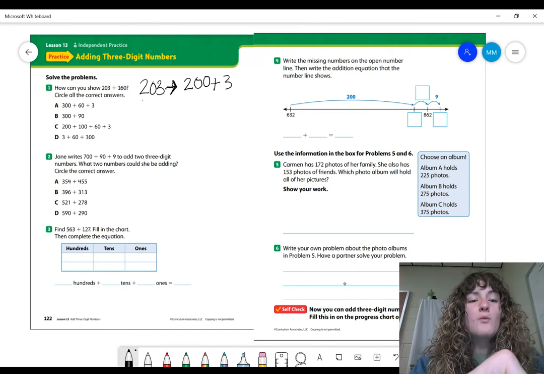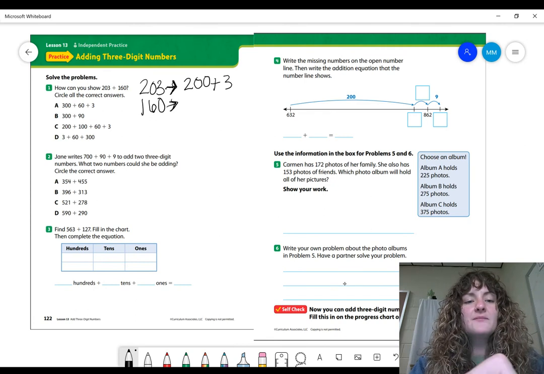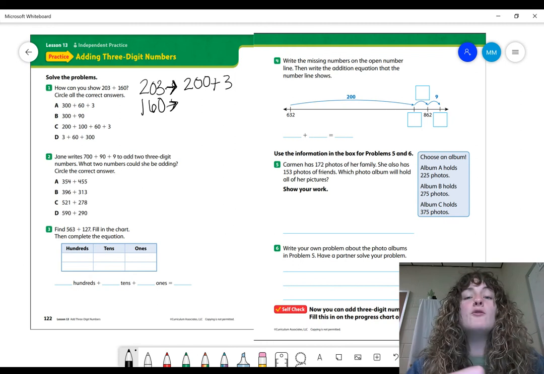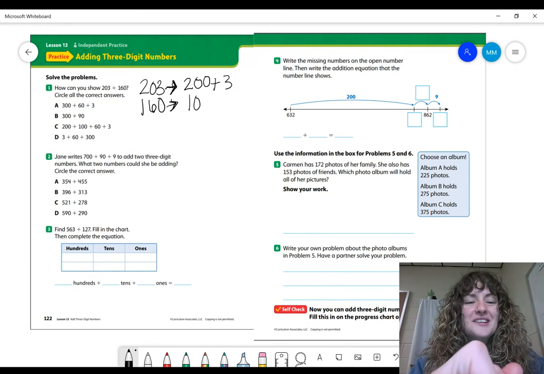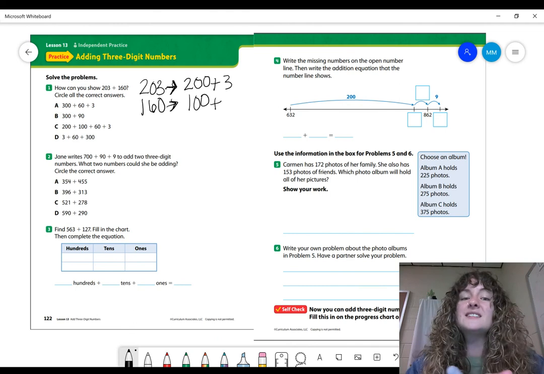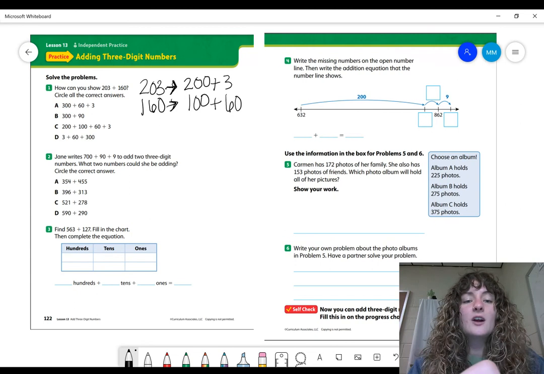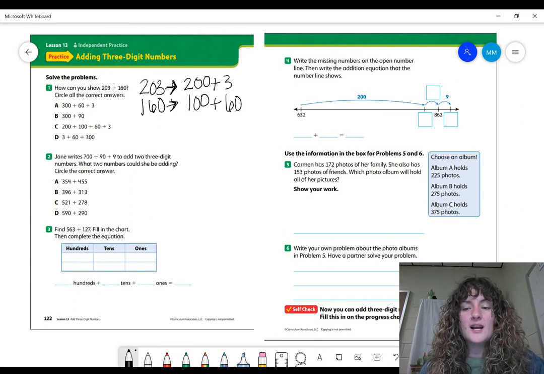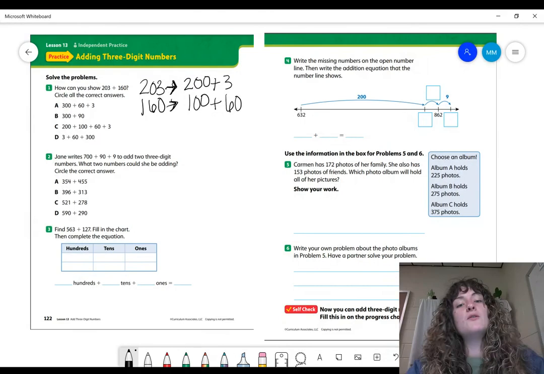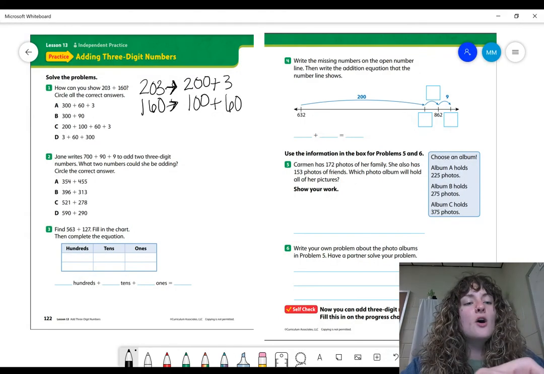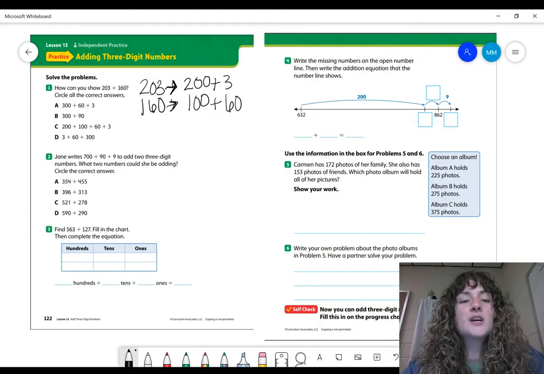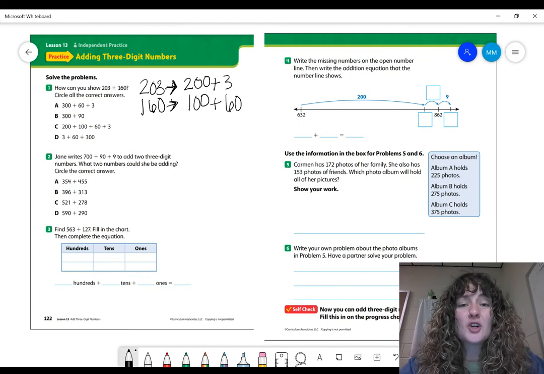All right, let's look at 160. Starting in our hundreds place, we have 100. So 100 plus 6 tens, which is the same as what number? 60. And our ones place, we have 0 ones. All right, so now we are going to go over and find which answers are correct. Which answers can we use to find the whole?